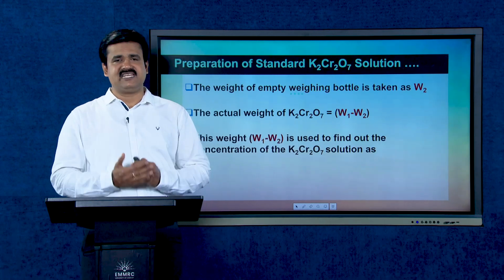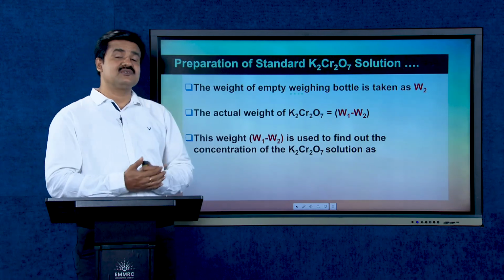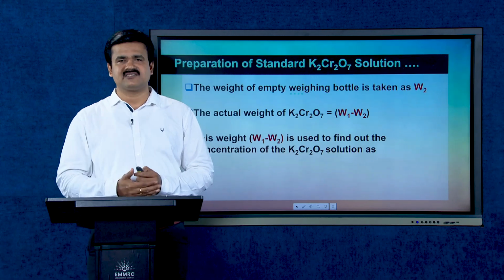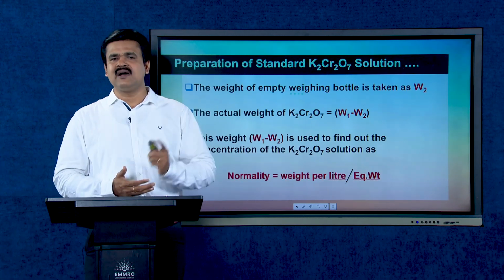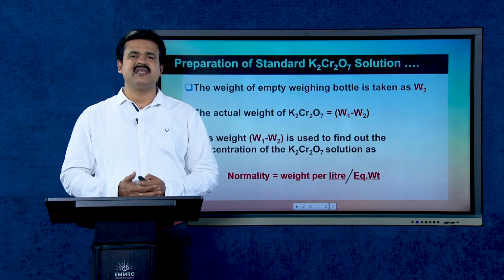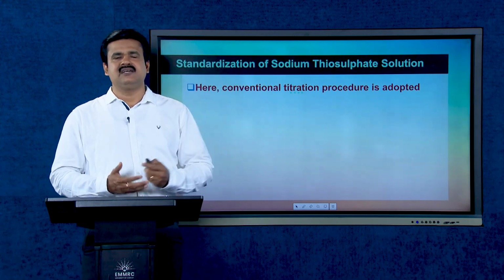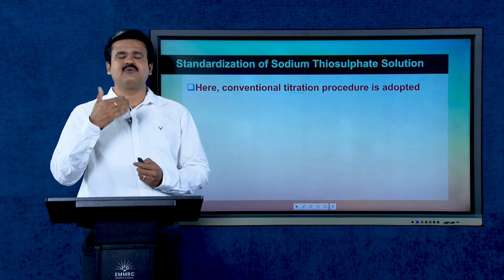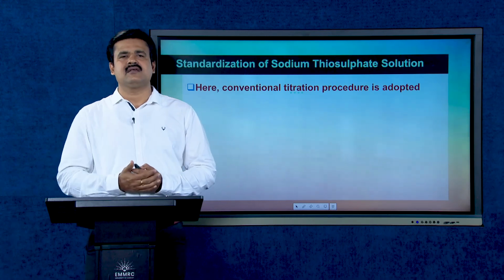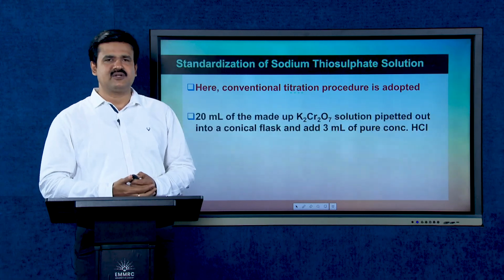Now, this weight W1 minus W2 is used to find out the concentration of the potassium dichromate solution, as the normality of the resultant solution will be equal to weight per liter divided by equivalent weight. Now, for the titration, or for the volumetric analysis, we are using the conventional titration procedure, apart from the double burette method of titration.